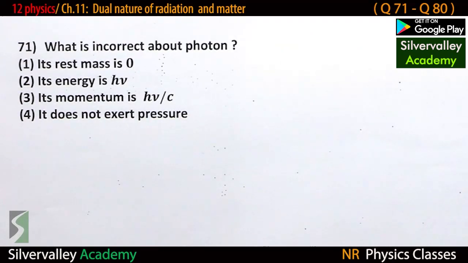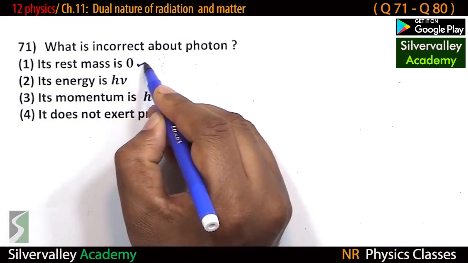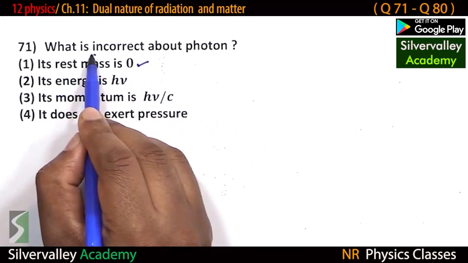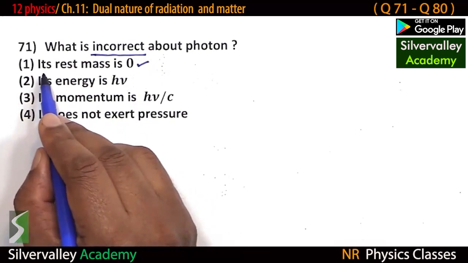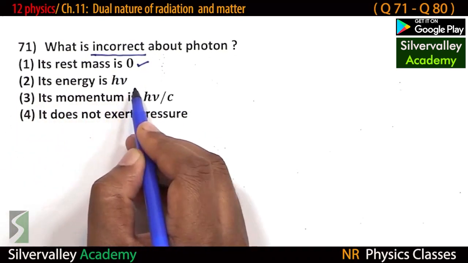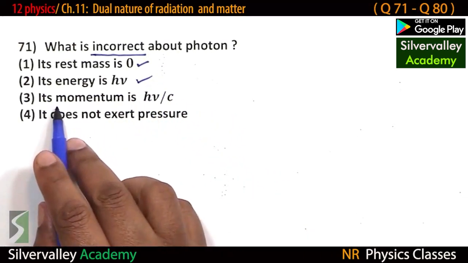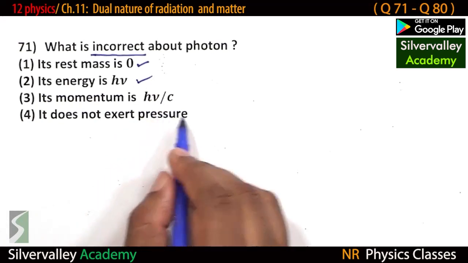What is incorrect about the photon? Its rest mass is 0. Correct. Underline the incorrect word. Its rest mass is 0. Its energy is h nu. Yes, true. The energy of a photon is h nu.